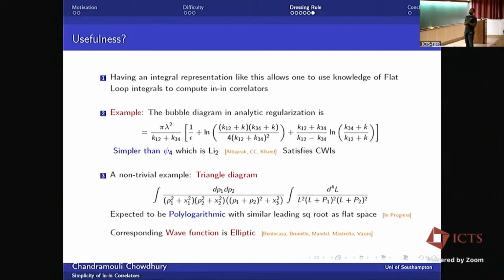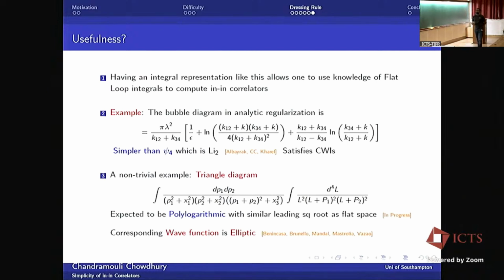And just to give you an example, the bubble diagram for the NN correlator has the following expression. This is evaluated in something called analytic regularization, which preserves conformal invariance. And as you see, it only has logs. In fact, it has a pi times a log. But it's still simpler than the wave function coefficient, because that's a dilog. But okay, depending on how you count the transcendentality, that's either simple or not.